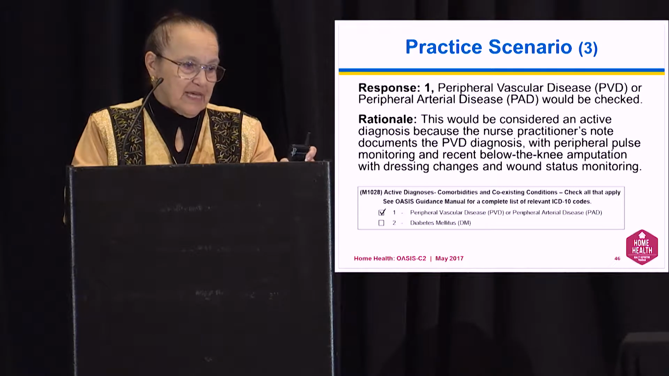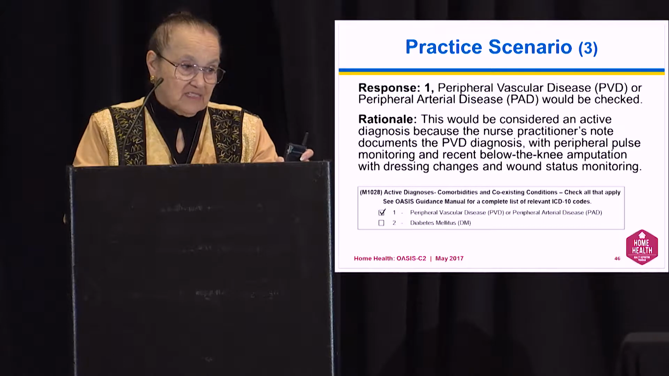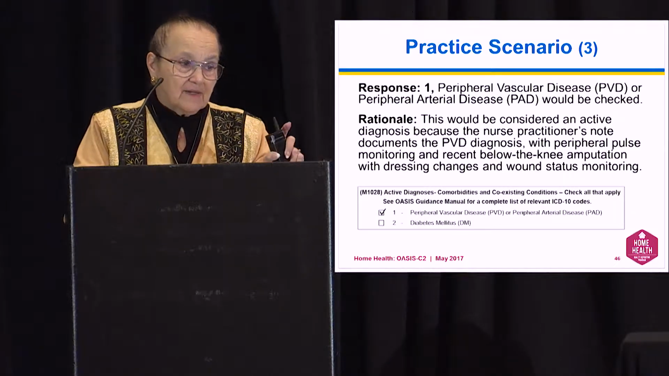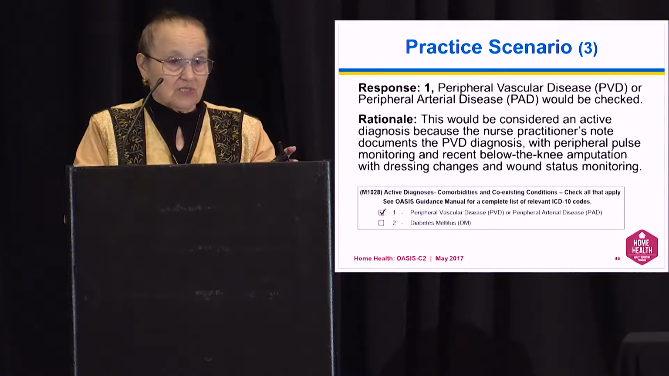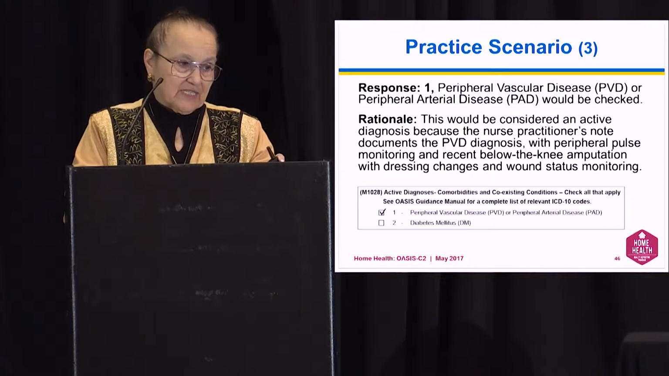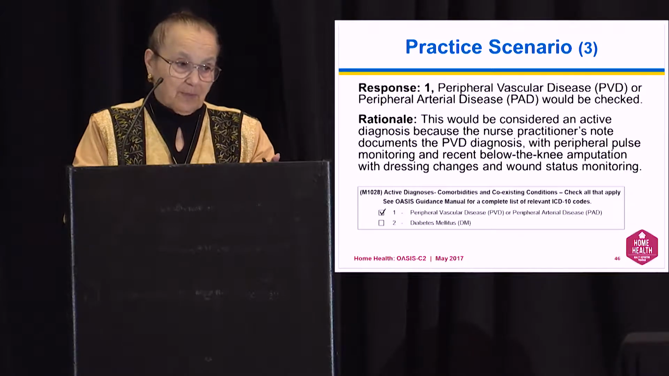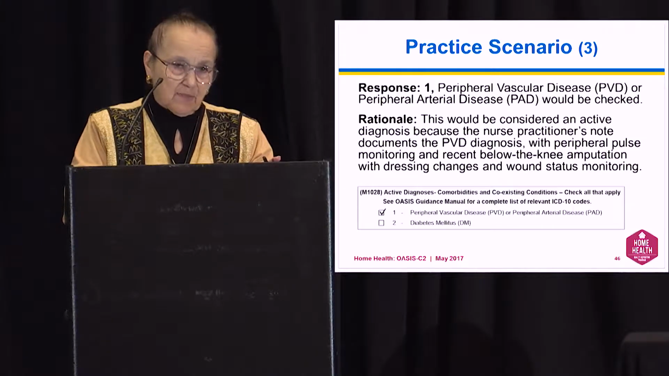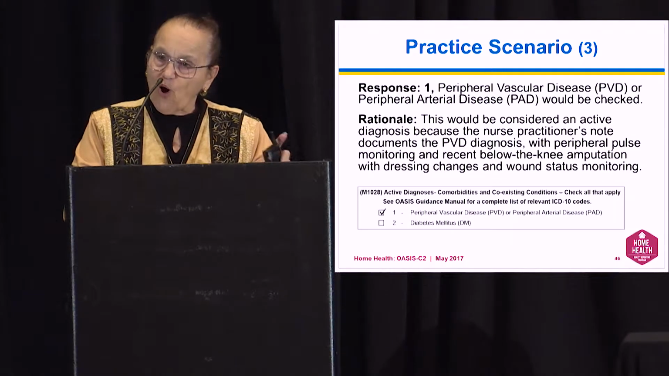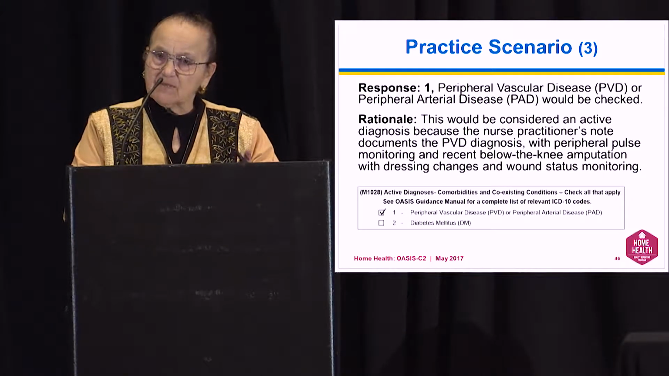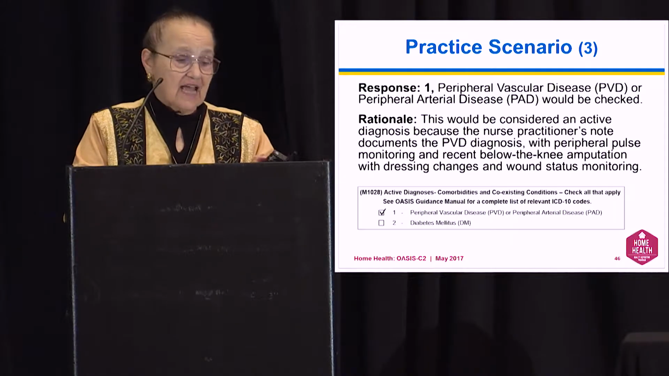Okay, this would be correct. The PVD, PAD would be an active diagnosis because the nurse practitioner's note documents the diagnosis, includes as part of the treatment plan the peripheral pulse monitoring, the below-the-knee amputation dressing changes, and wound status monitoring. So those are all related to the diagnosis, making it present and active.